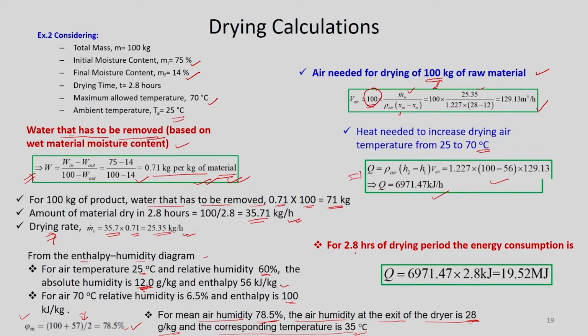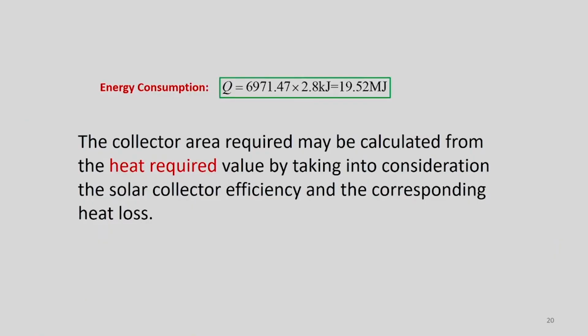For 2.8 hours of the drying period, the energy consumption Q is about 19.52 megajoule. So, that much heat is required to remove the moisture content from 75 to 14% if we consider 100 kg of this raw agricultural product. So, this energy consumption is 19.52 megajoule.